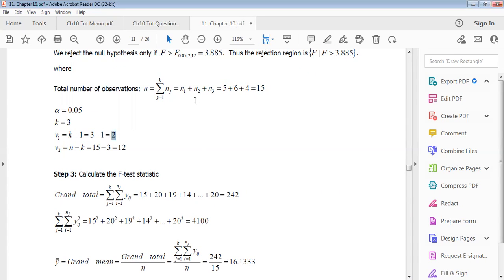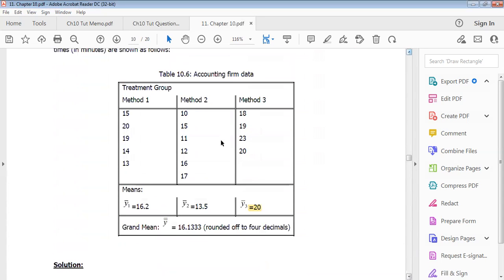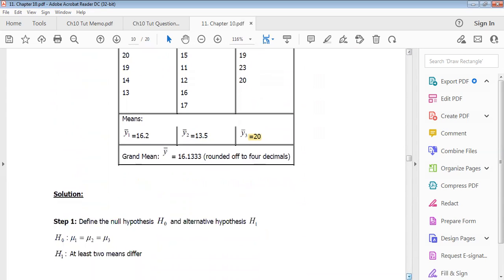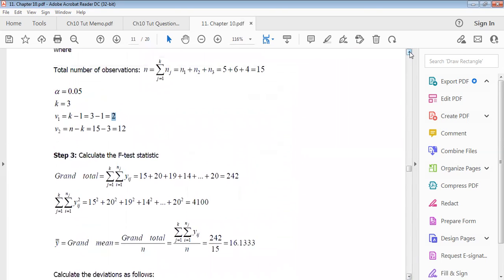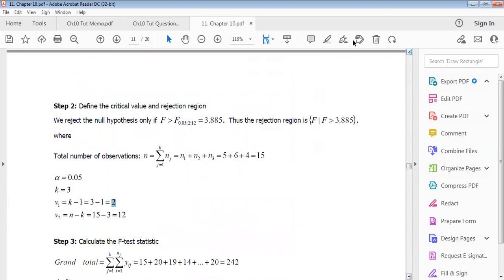n minus k. So your n is the total of everything that is given. So here we are given 1, 2, 3, 4, 5 per method, so it's 15. So n minus k is 12. That's your other degrees of freedom. Then you go into your F distribution and check. I hope you guys know how to check on your F distribution.